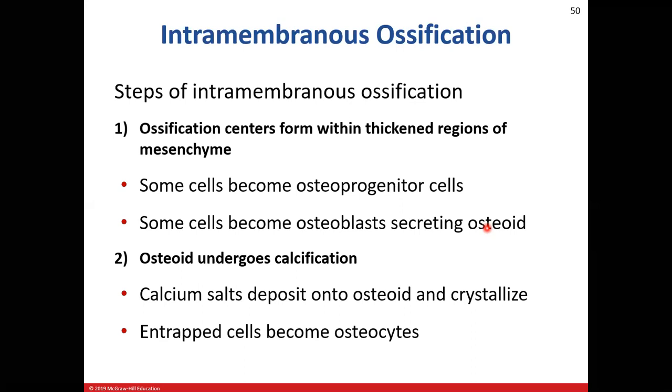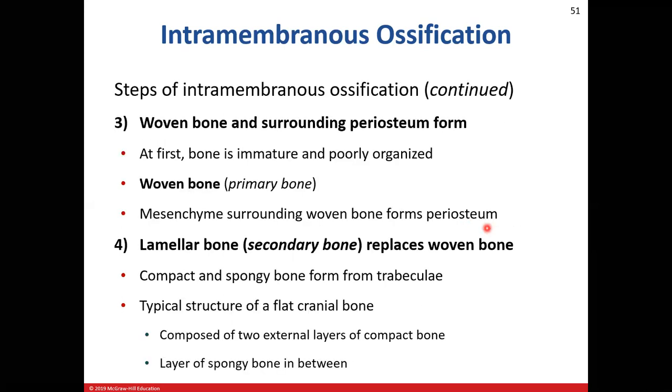And as this happens, these calcium salts begin to crystallize. And as they crystallize, they start to entrap the different cells, particularly, again, these osteoblasts. And as the osteoblasts become entrapped, they now become osteocytes. So now we start to develop what we call this woven bone. And this woven bone is kind of this trabeculae, this spongy bone type of bone. So at first, the bone's really immature and really is poorly organized.